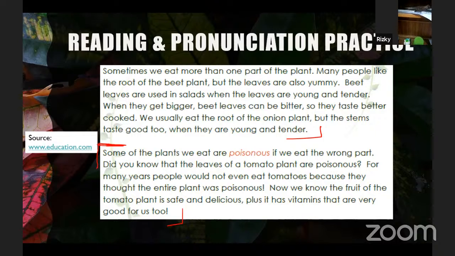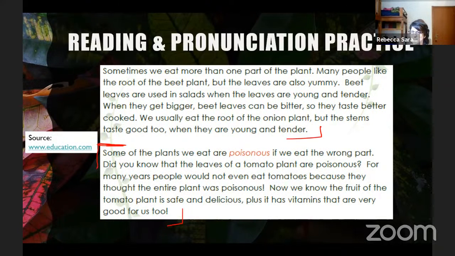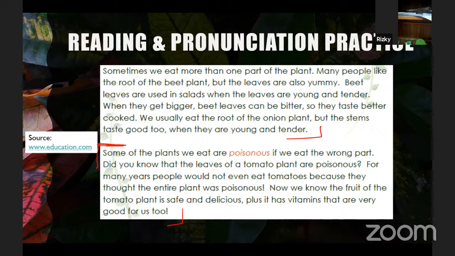Some of the plants we eat are poisonous if we eat the wrong part. Did you know that the leaves of the tomato plant are poisonous? For many years, people would not even eat tomatoes because they thought the entire plant was poisonous. Now we know the fruit is safe and delicious. Plus, it has vitamins that are very good for us too.